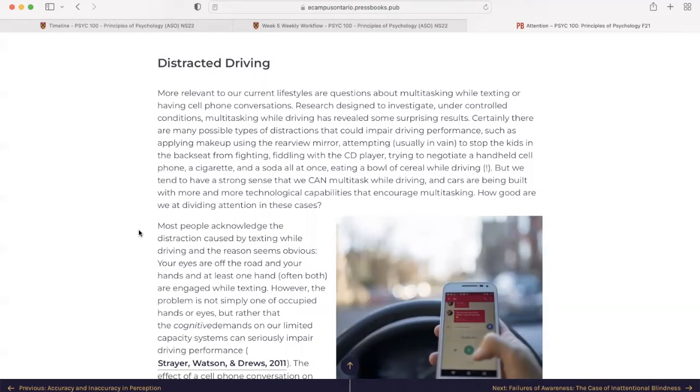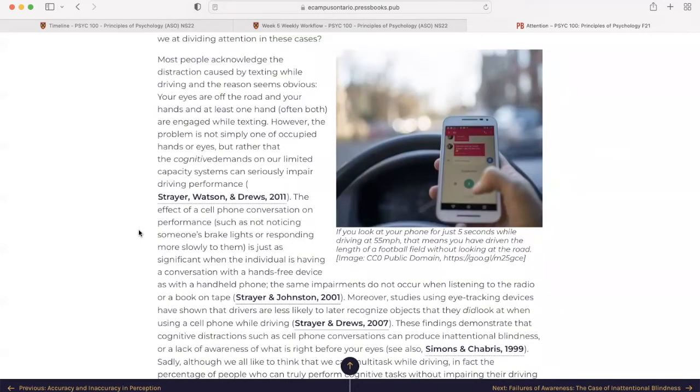But we tend to have a strong sense that we can multitask while driving, and cars are being built with more and more technological capabilities that encourage multitasking. How good are we at dividing attention in these cases? Most people acknowledge the distraction caused by texting while driving, and the reason seems obvious. Your eyes are off the road, and at least one hand, often both, are engaged while texting.